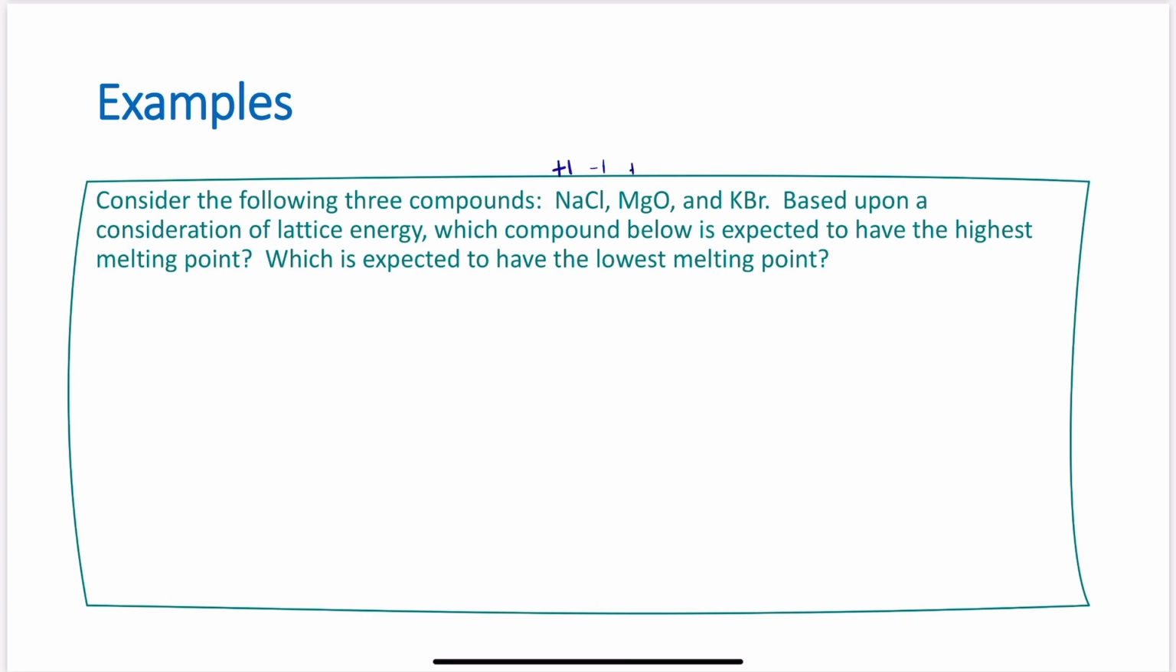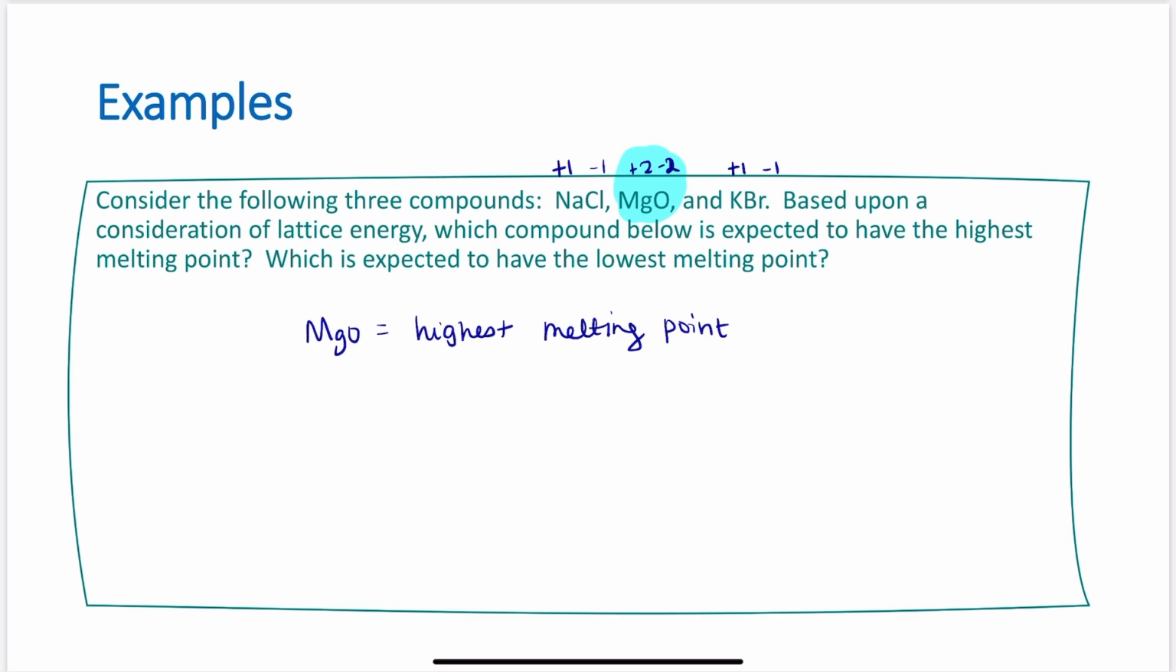+1, -1, +2, -2, +1, -1. The one with +2, -2 has the biggest charge difference. So that's going to take the most energy to split apart, which means it's going to have the higher melting point of the compounds themselves. So MgO is the highest melting point. This also would lead to the highest boiling point.